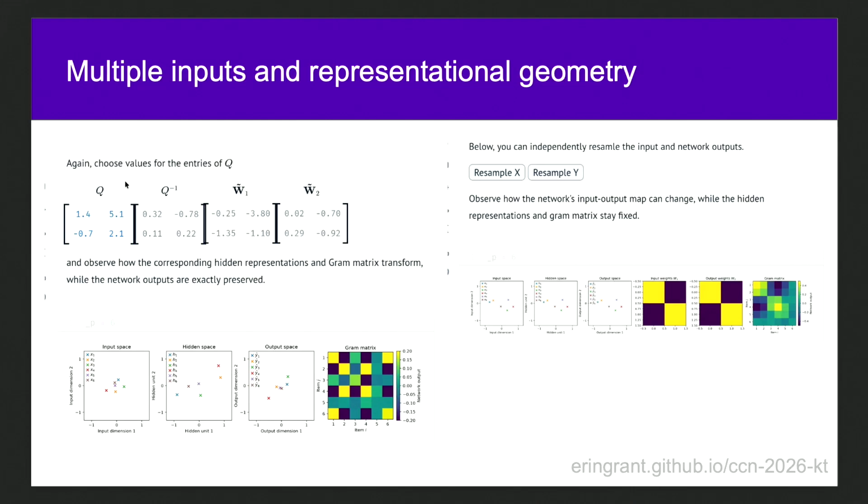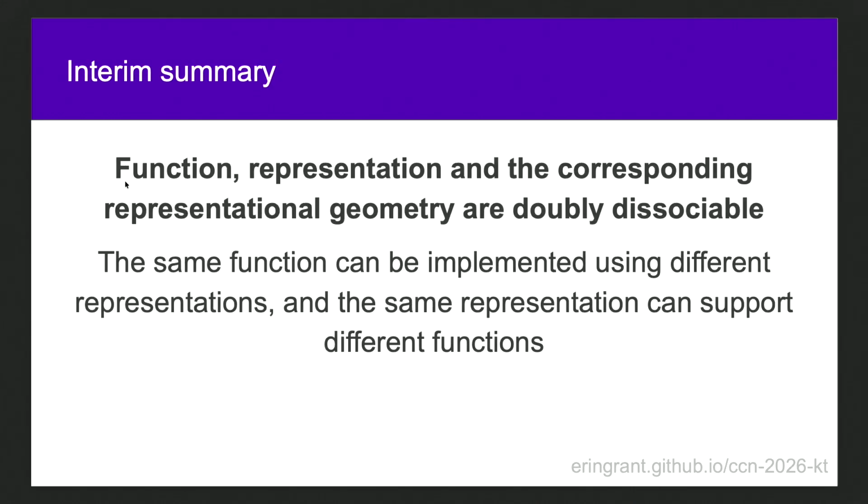So we now kind of went to higher dimensions to show that function representation and the corresponding representation geometry are doubly dissociable. The same function can be implemented using different representations, and the same representation can support different functions. I don't know with what intuitions you walked into this tutorial, but for me, that was very counterintuitive at first, even though the math is not very complicated. It always helps to use these teeny, tiny little models, and then to just figure out what's actually going on and which degrees of freedom we actually have.